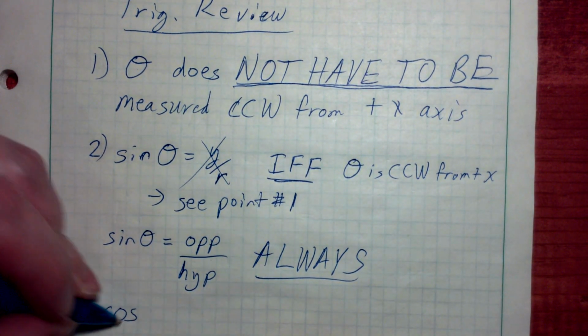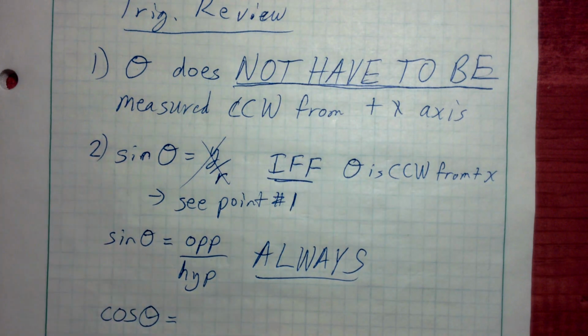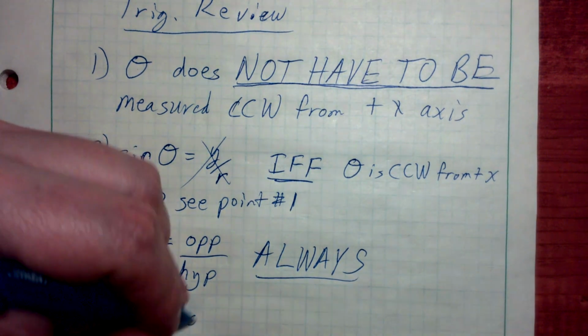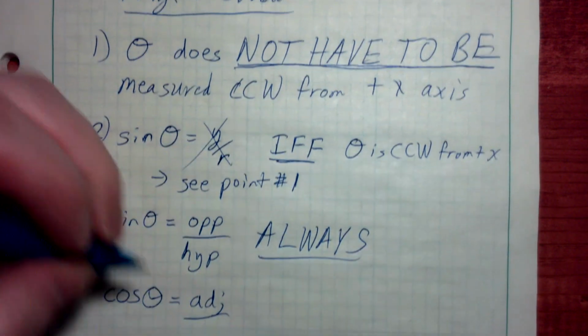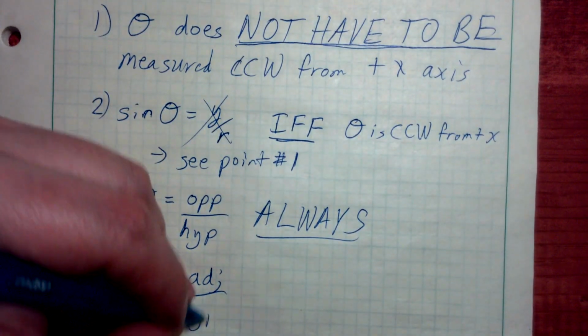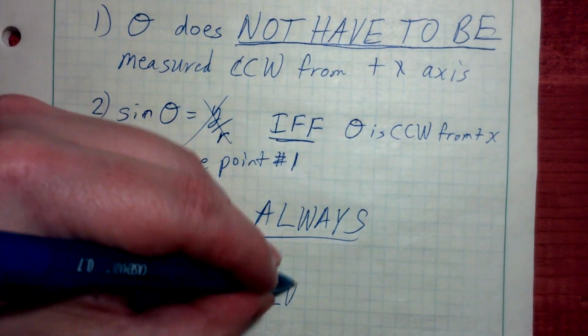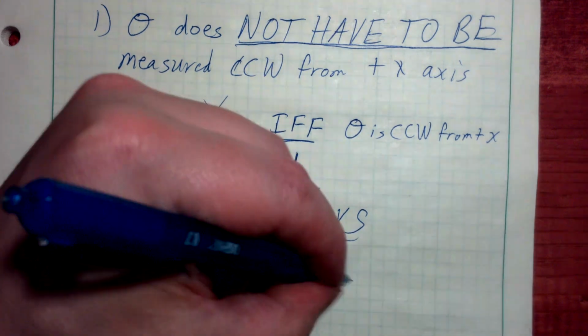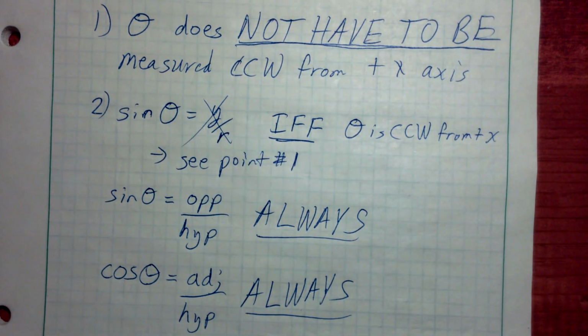But similarly, cosine theta is the adjacent side divided by the hypotenuse. Always. Again, a lot of times the first day or two of statics I ask, what's cosine theta? And people say it's x over r. No, it's not. Well, maybe it is. It is always adjacent over hypotenuse. That is always true. It might be x over r, but it's probably not, honestly.